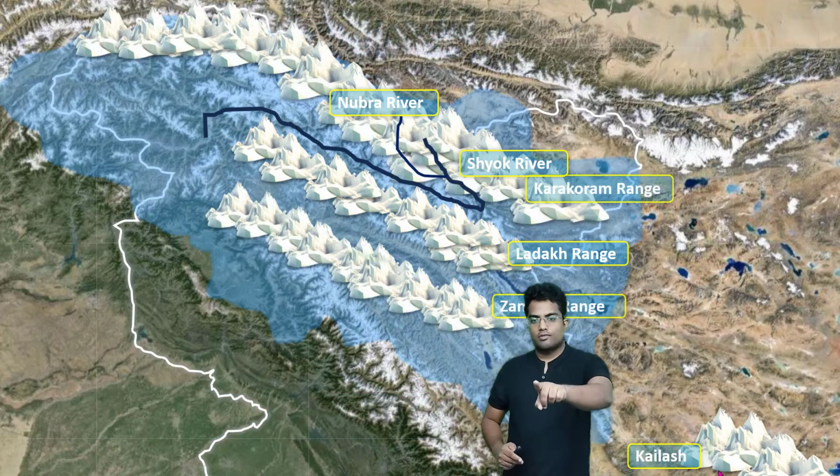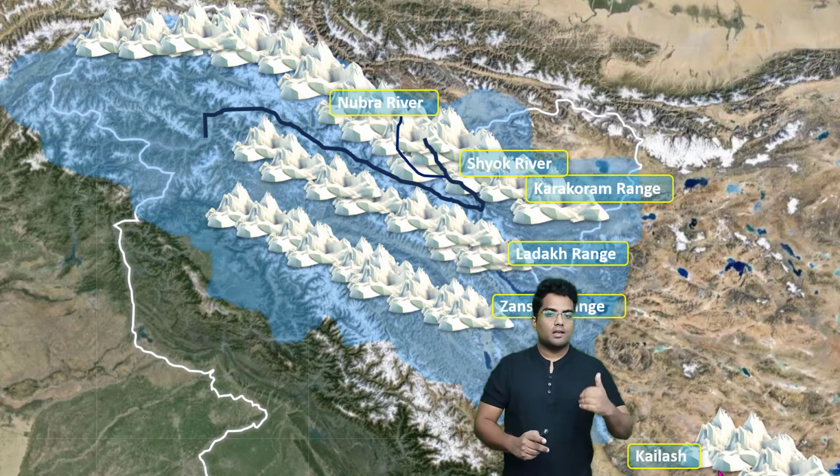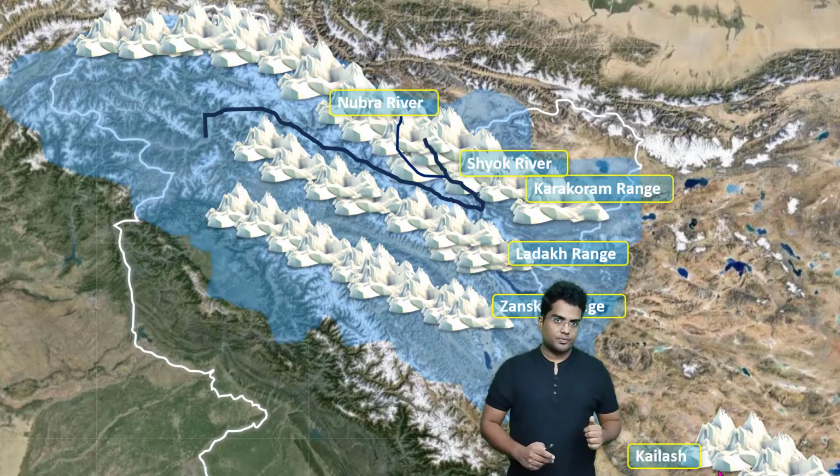Okay, so you have the Karakoram Range. Okay, at the very top you have the Karakoram Range. From the Karakoram Range, the Shyok River as well as the Nubra River arise, and it basically splits the Karakoram Range and the Ladakh Range, right?